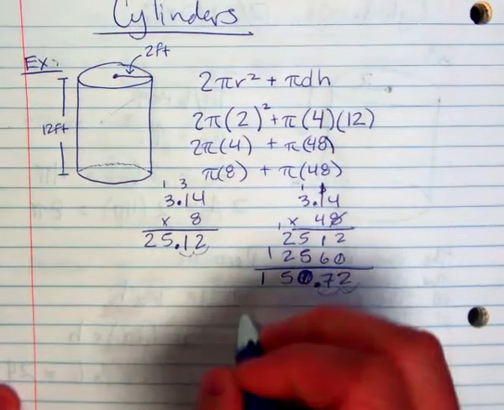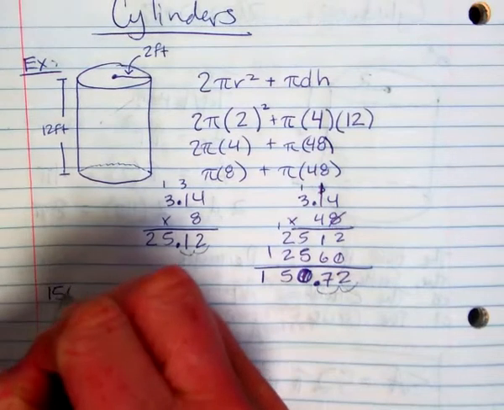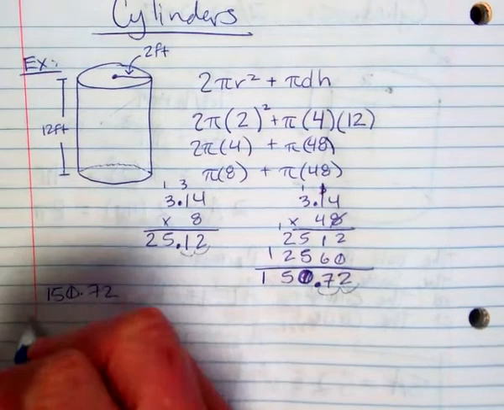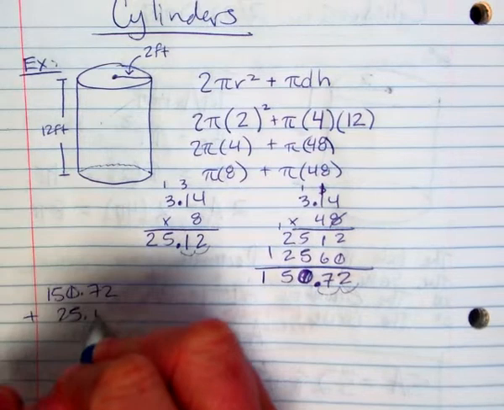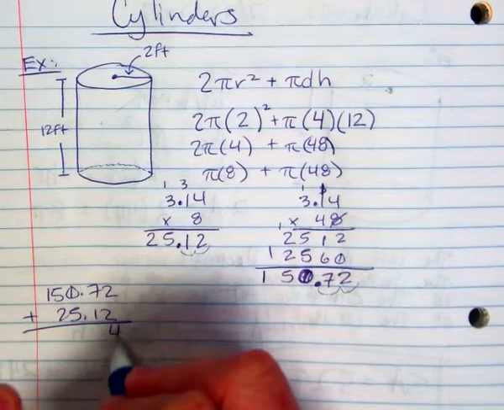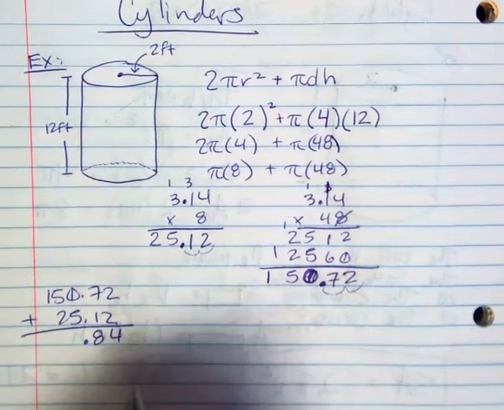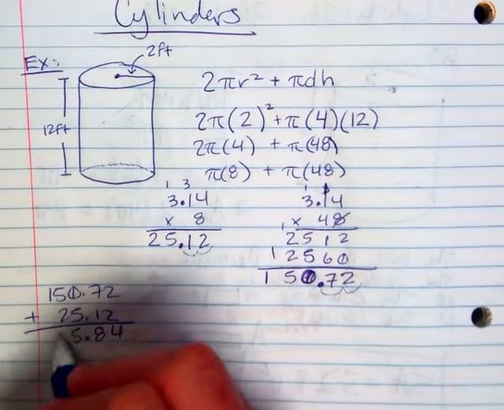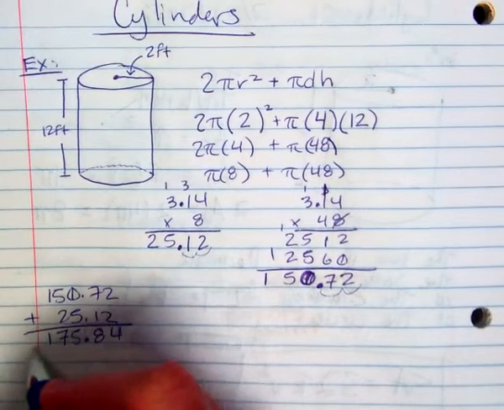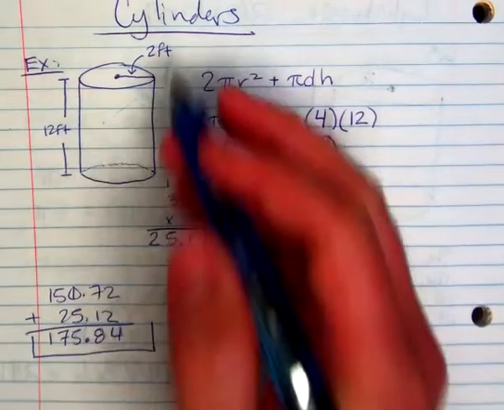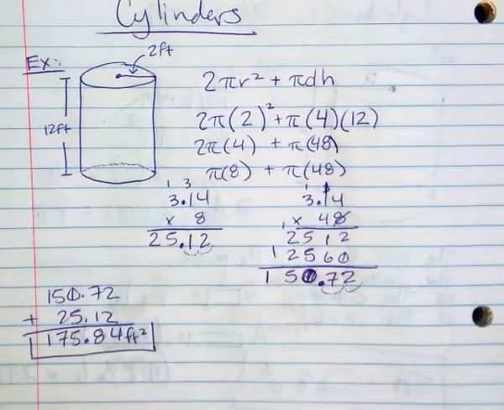Our final answer, if we look back at our formula, I have to add these things. It says plus in the middle. So I'm going to take my 150.72. I'm going to add my 25.12. 2 and 2 is 4. 7 and 1 is 8. Bring the decimals straight down when you're doing addition. 0 and 5 is 5. 5 and 2 is 7. Bring down the 1. That will be our answer. It was feet, so we will say feet squared.